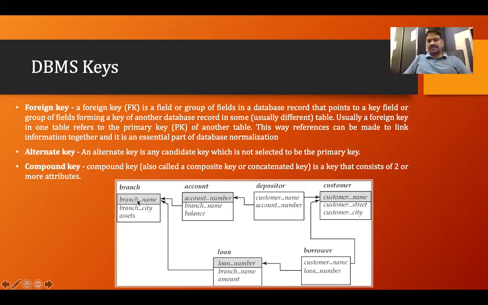So branch and account, how will these two tables be related to each other? Branch has branch name as the primary key. So whatever the dark attributes are, they are primary keys. So here in the branch table, we have branch name as the primary key, and in the account table, account number is the primary key. But in the account table, we have branch name. So branch name will become the foreign key in the account table, which is a primary key in the branch table. Getting it?